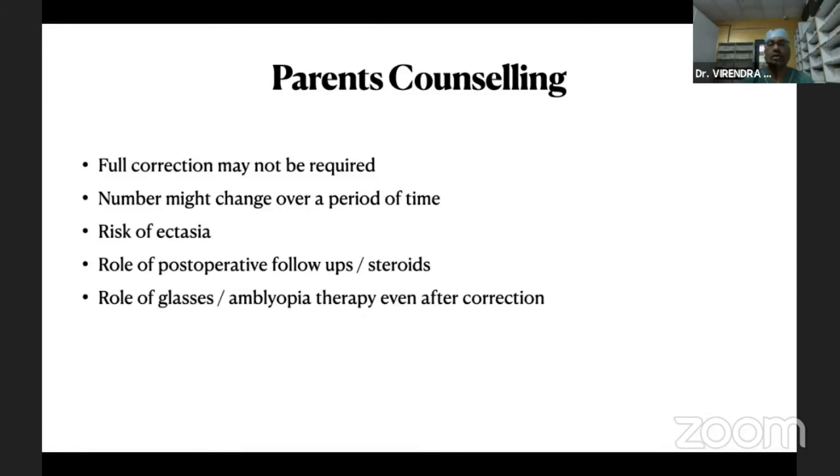The role of postoperative follow-up is very, very important because you require frequent follow-up. You need to use steroids, which have different complications like glaucoma, cataract, or some issues with the surface also. Though not very common, it can be there. To have particularly good results in surface ablations, you need to give steroids for a longer period and maybe in more frequent doses also. So there is a definite role which the patient should understand, and parents should understand in this case, because the child is not going to understand. The role of glasses and amblyopia therapy, even after correction, may be required, because as I said, it may not be fully correctable.